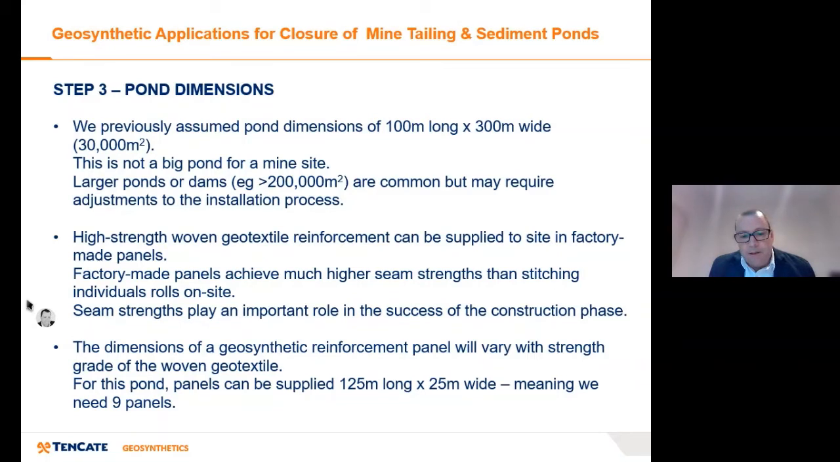So for this pond, we are able to make rolls of 125 metres length, so longer than the 100 metre length, and panels of 25 metres wide. So that's 5 rolls stitched together. So in this case, we would need 9 panels. Now the 9th panel may not be 25 metres wide, but you can see the logic: take the pond dimensions and start to figure out how many panels you need.